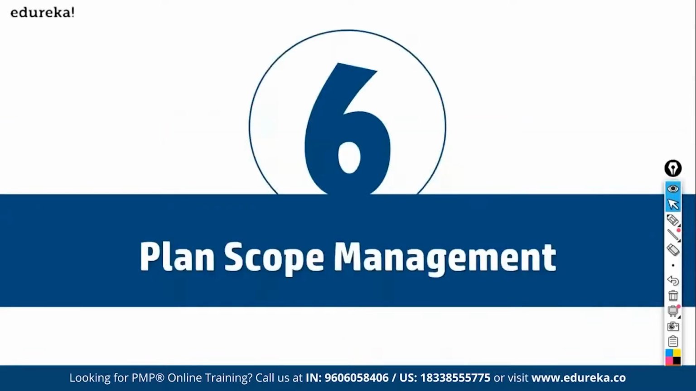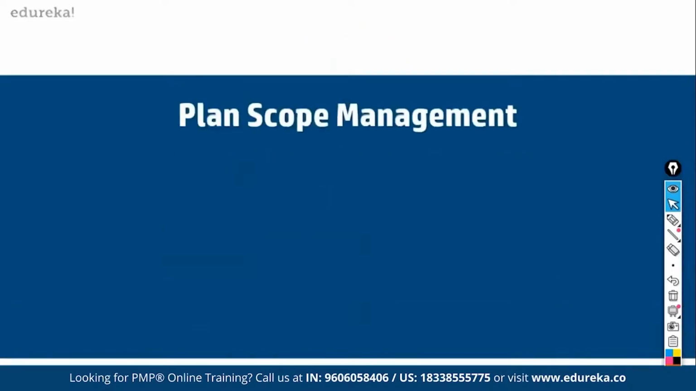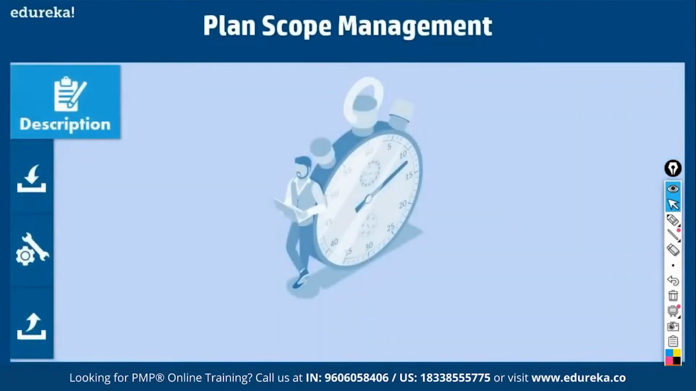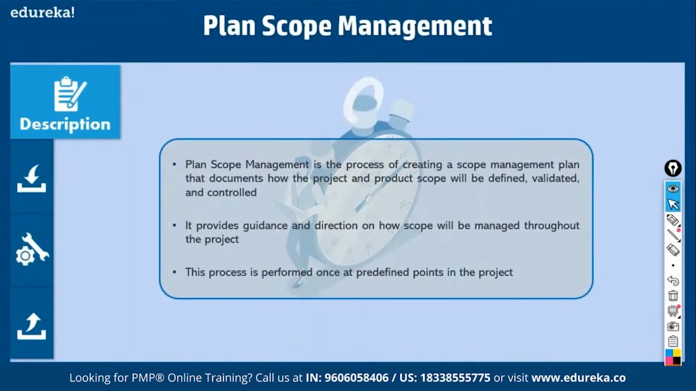The first process is plan scope management. What do we do here? We come up with a scope management plan. So what is a scope management plan? Plan scope management is a process of creating a scope management plan that documents how the project and product scope will be defined, validated, and controlled. Define is how we define the scope, how we decide what features and functions it should support. Validation is how we get it accepted by the customer. So it provides you guidance on how to manage scope.